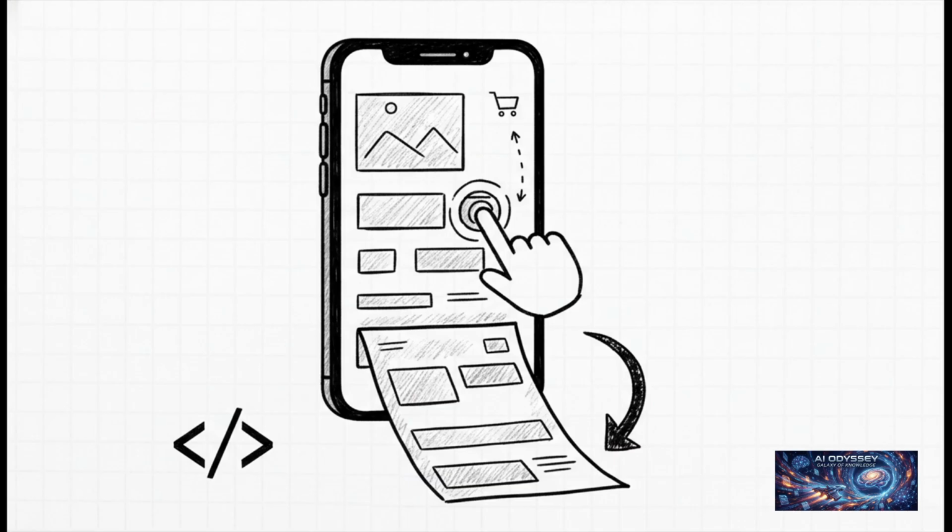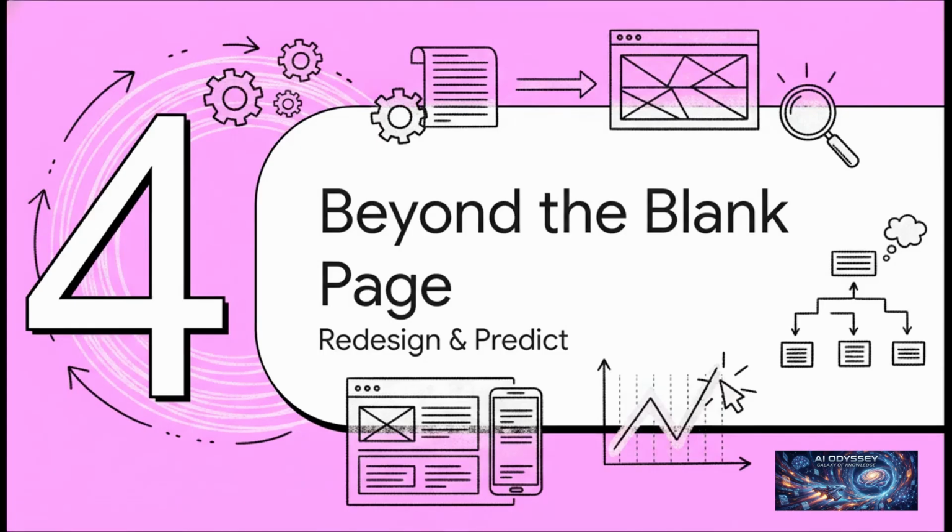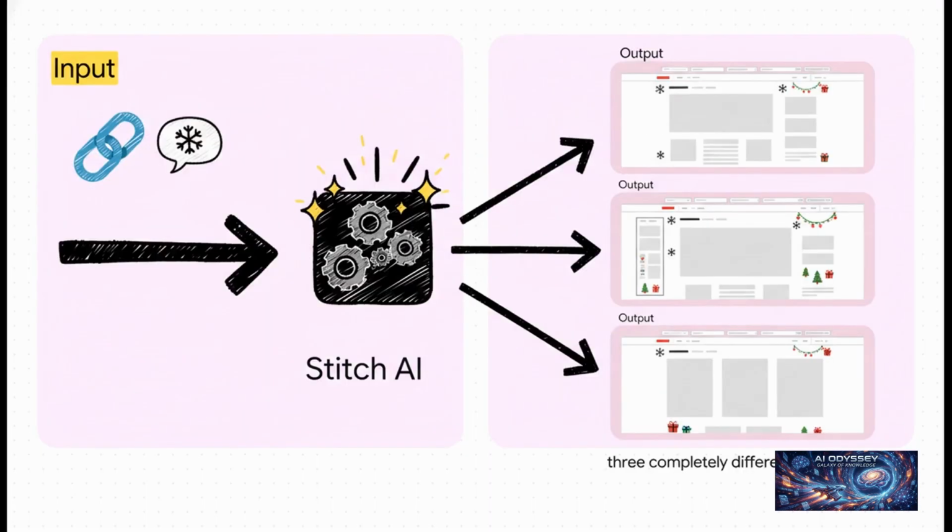It's incredible. So building new stuff from scratch is obviously amazing. But what if you've already got a website and you just want to make it better? Well, Stitch has some seriously powerful features for that too, including one that can basically predict how your users are going to behave. Meet the Redesign Agent. You don't even have to upload screenshots anymore. You just pop in your website's URL. Here, with a simple prompt asking for a Christmas theme, Stitch just goes out, grabs all the content, and generates 3 totally different, professional-looking options. It's like having an entire design agency on call 24/7.